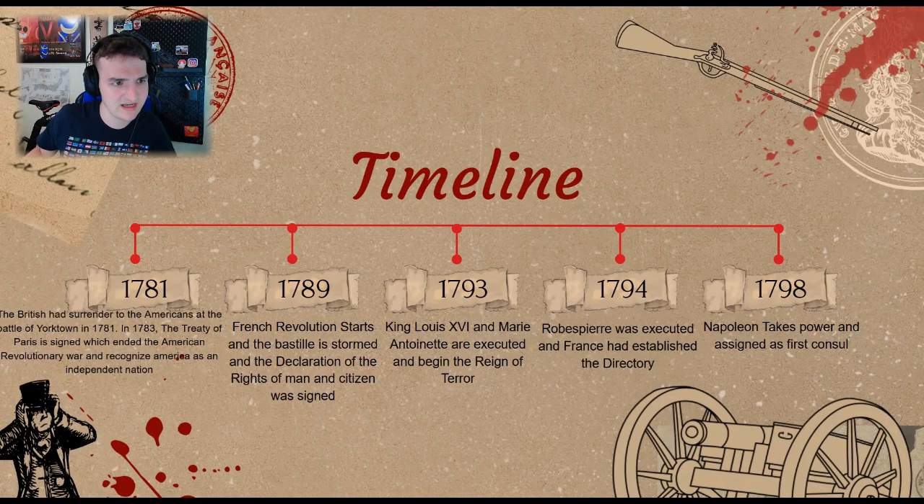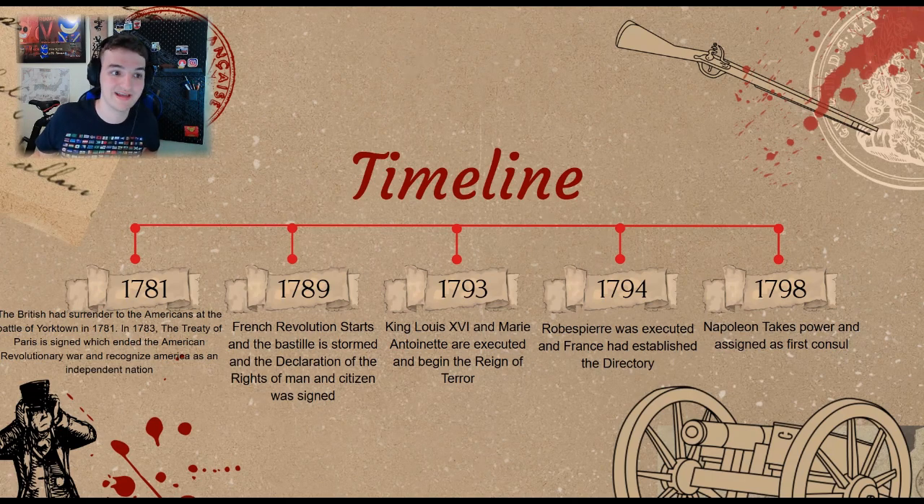And in 1793, King Louis XVI and Marie Antoinette were both executed by the guillotine, and that is when the Reign of Terror started. In 1794, Robespierre was the leader of the group of radicals who started the Reign of Terror, and over 41,000 people were executed by the guillotine.